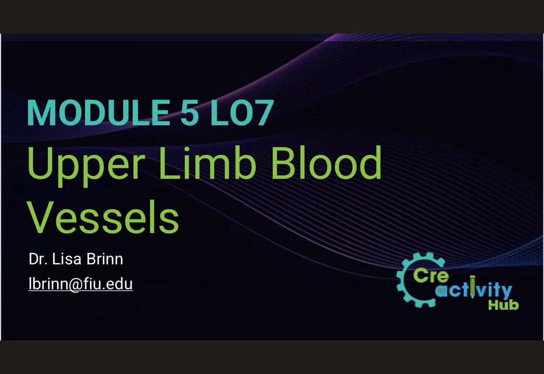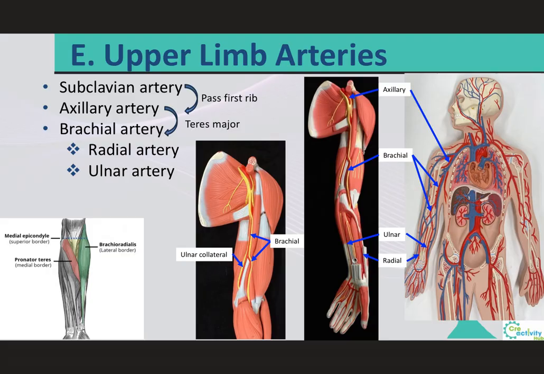Hello everyone. For learning outcome number 7 of module 5, we're going to be focusing on the upper limb blood vessels. We have covered all the blood vessels that leave the base of the heart all the way to the subclavian. So as we talk about the arteries, we can see over here the aortic arch that will give rise to the brachiocephalic trunk, the left common carotid artery, and the left subclavian. And remember that the brachiocephalic trunk will then give rise to the right common carotid artery and the right subclavian.